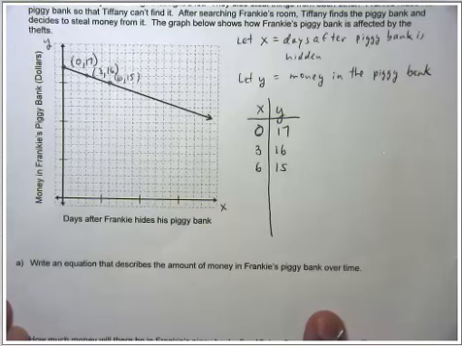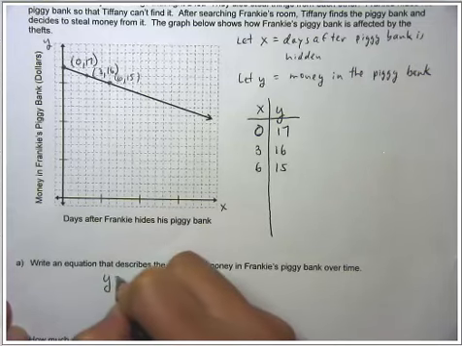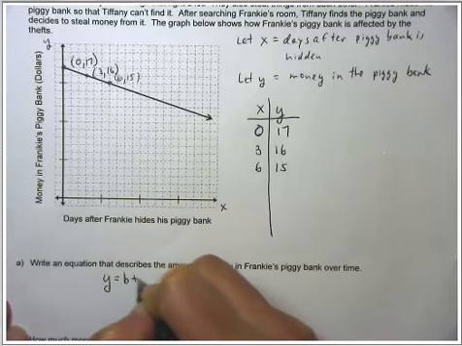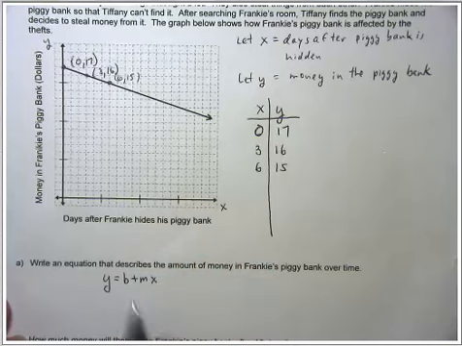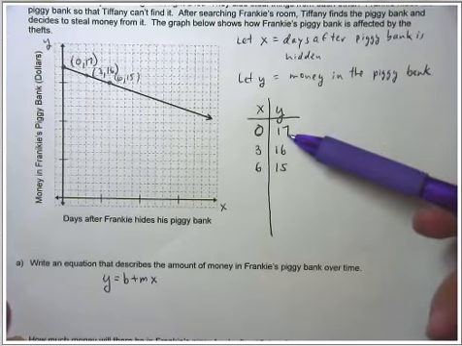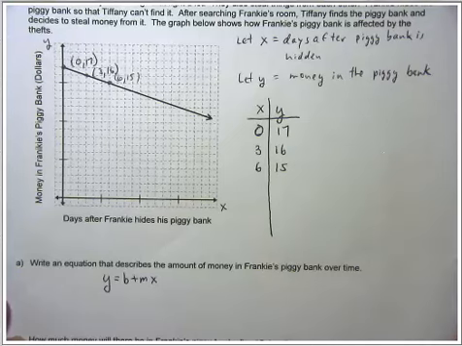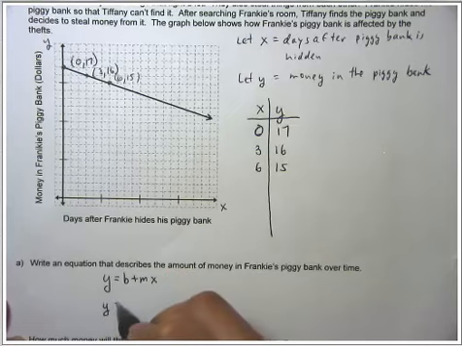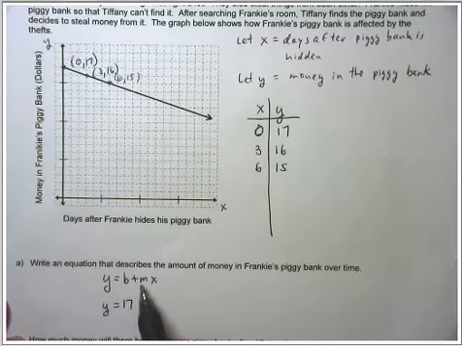In our previous video, we talked about this idea: y is equal to b plus mx, where b is the initial value and m is the rate of change. Well, we already know the initial value. The initial value was that it started at $17. So our y, that is the money in the piggy bank, is equal to $17 plus this mx, the rate times the number of days in this case.